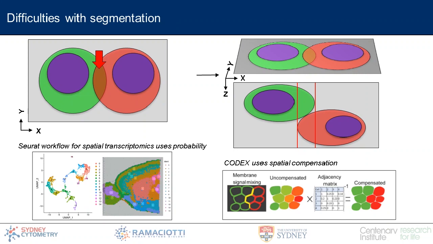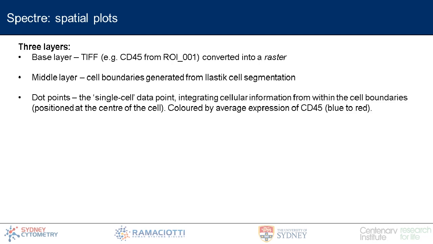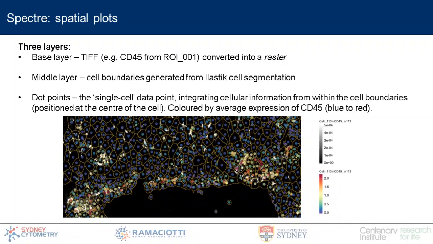Some other approaches, such as the CODEX system, use a process of spatial compensation, which tries to adjust for the overlap in these cells. But whether we try to adjust for this overlap or not, we're still able to get single cell data out of our images, which is important. And most recently in our Spectra system, we've added some capacity to do spatial analysis using IMC data. Essentially what this allows us to do is integrate a cell boundary, which in this image is indicated by these yellow lines.